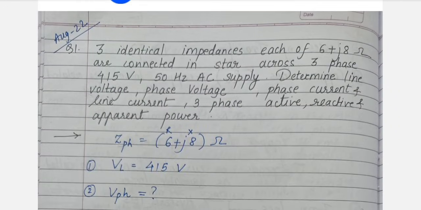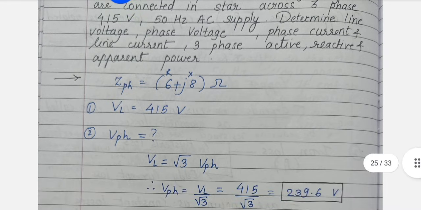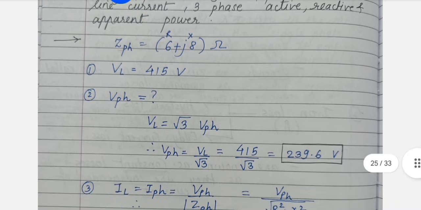Again, this is the second PYQ. I have taken 3 identical impedances, each of 6 plus J8 ohm, connected in star across 3 phase. Now see, star is there, that means we have to consider the formulas related to star connection. 415 volt 50 hertz AC supply, determine line voltage, phase current and line current, 3 phase active, reactive and apparent power. The key factor here we have to remember is that they have given us the impedance form. So that is Z equal to 6 plus J8.